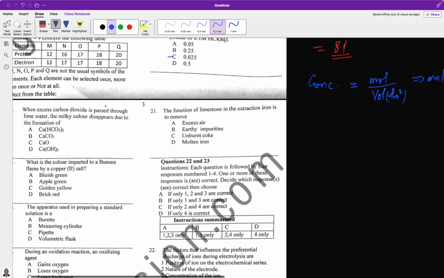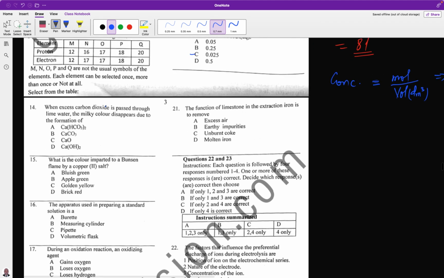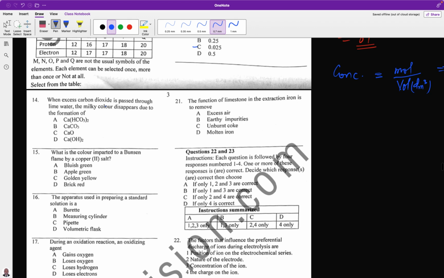Now, let's go to question number 14. When excess carbon dioxide is passed through lime water, the milky color disappears due to the formation of A, calcium hydrogen carbonate, B, calcium carbonate, C, calcium oxide, or D, calcium hydroxide.